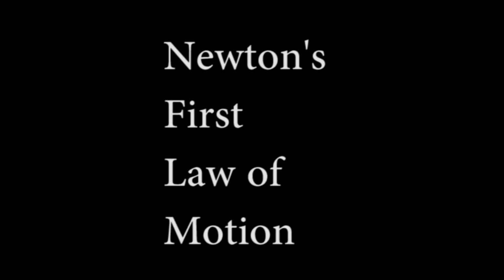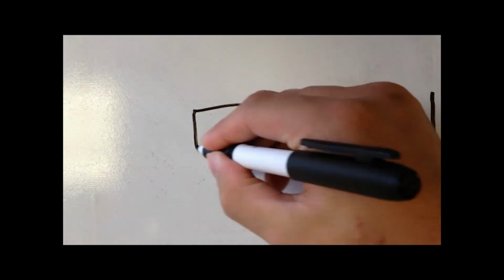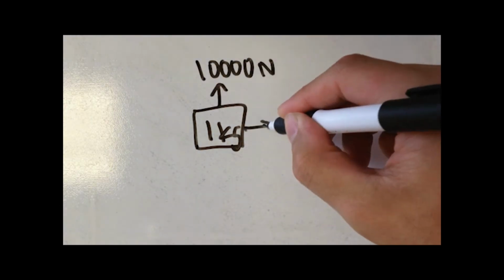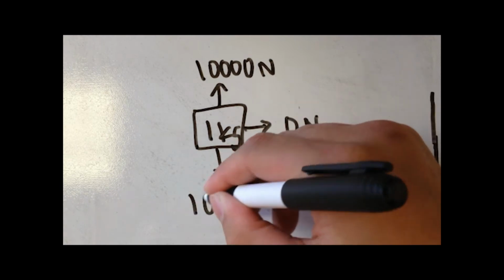Let's start with Newton's first law of motion. This law states that an object cannot accelerate without a force. This block, for example, has 10,000 Newtons of force pushing up and 10,000 Newtons of force pushing down, but has a zero net force and therefore is not moving.